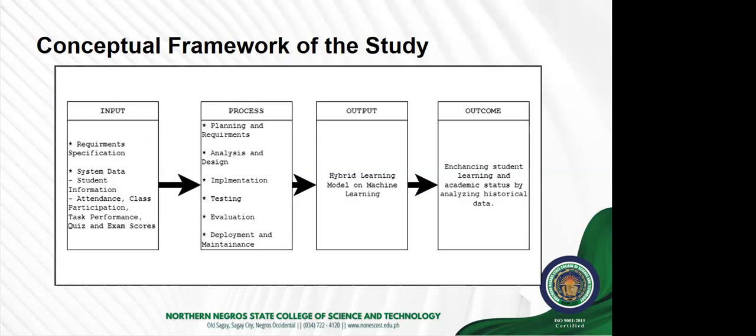For my conceptual framework of the study, we have here the input: requirement specification, system data, which includes student information like attendance, class participation, task performance, quiz, and exam scores. For the process, I'm using here RAD: planning and requirements, analysis and design, implementation, testing, evaluation, deployment, and maintenance. For the output, a hybrid learning model based on machine learning, and then the outcome: the system will be able to enhance the student learning and academic status by analyzing historical data.